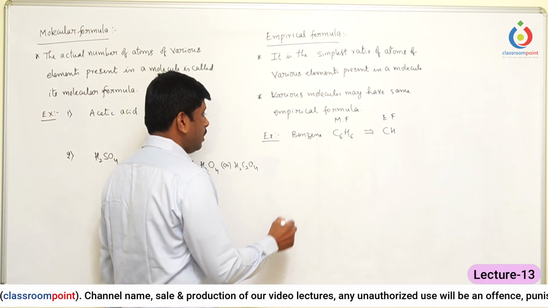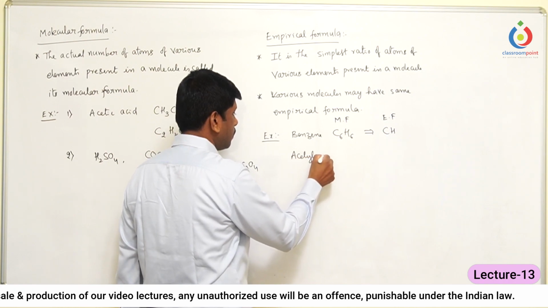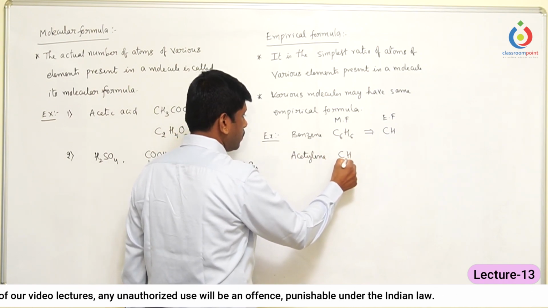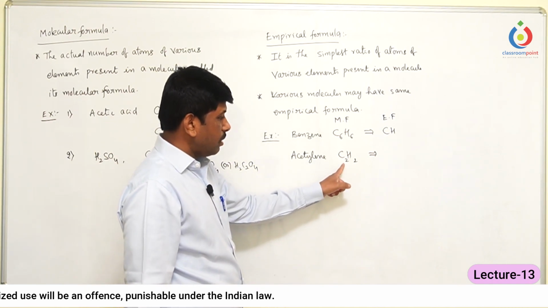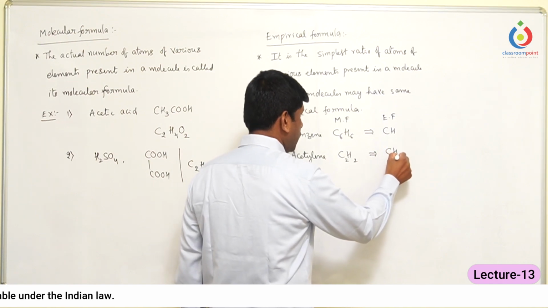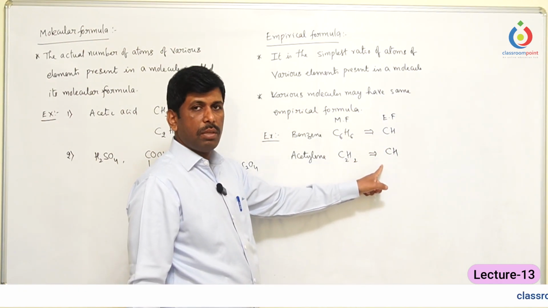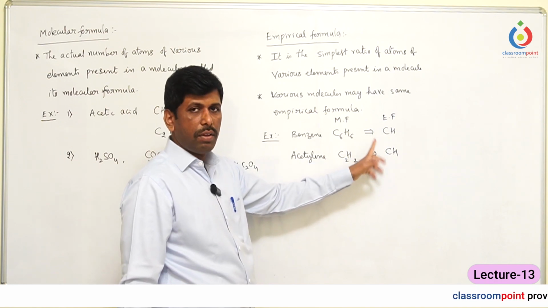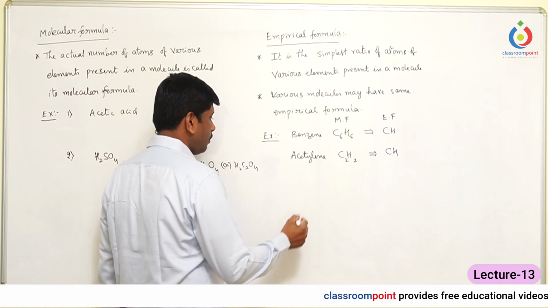Similarly, let us take acetylene, C2H2. When you take the simplest ratio of these atoms, again you will get CH. So different molecules may have the same empirical formula. That doesn't mean that they have the same properties. They have different properties.